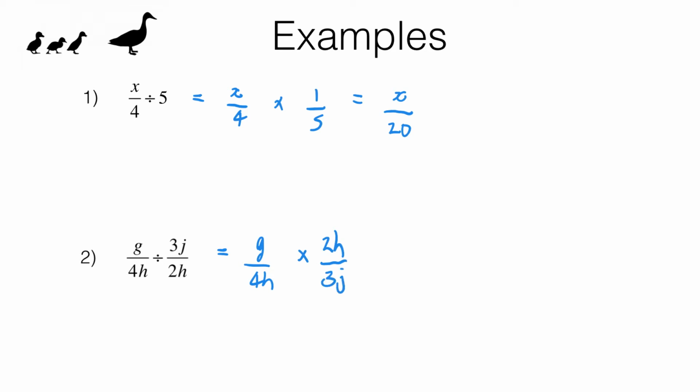And I can clearly see now that this h here will simplify with this h here. I can divide this by 2 to give me 1, and I can divide this by 2 to give me 2. So I'm left with g multiplied by 1, which is just g, and 2 multiplied by 3j, which will give me 6j.